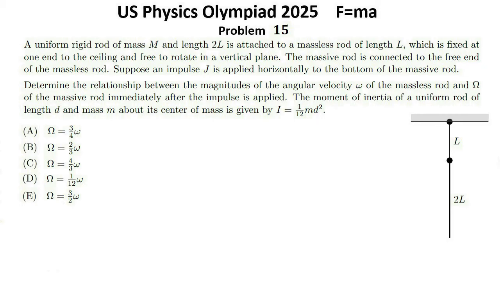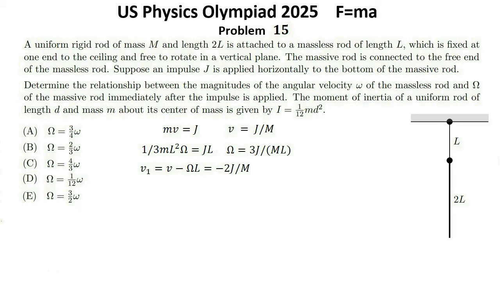Solution for problem 15. We need to find the speed v of the center of rotation and the angular speed omega of rotation just after the impulse. The speed we can find from the formula m v equals J, so v equals J over m. Angular speed from the formula 1/3 m L squared omega equals J L, so omega equals 3J over m L.